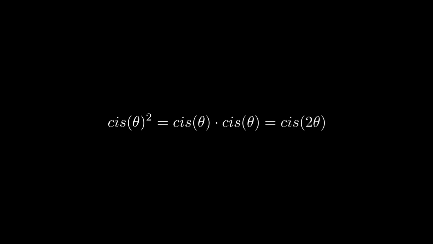This property has implications when it comes to exponents. For example, if you square the rotation formula, it is the equivalent as doing the rotation twice. In other words, cis of theta squared is equal to cis of 2 theta.